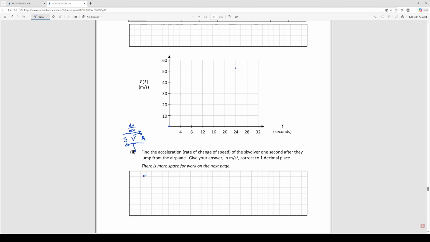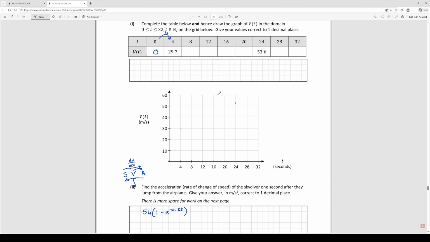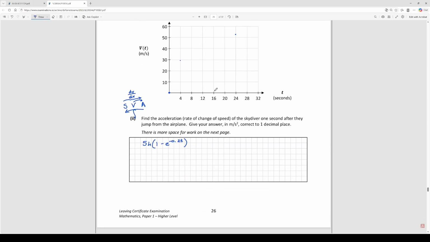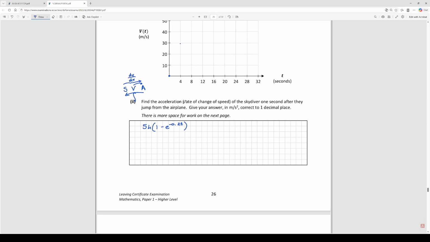And there's more space on the next page. That's nice of them. So 54 times 1 minus this. Now, differentiating this looks scary, but before we do it, we'll just multiply it out. So multiply 54 into the bracket and we get this, and that's a lot easier to differentiate. And if we differentiate that, we would get dv/dt, because there's a t in it. 54 goes away because it's a constant on its own.